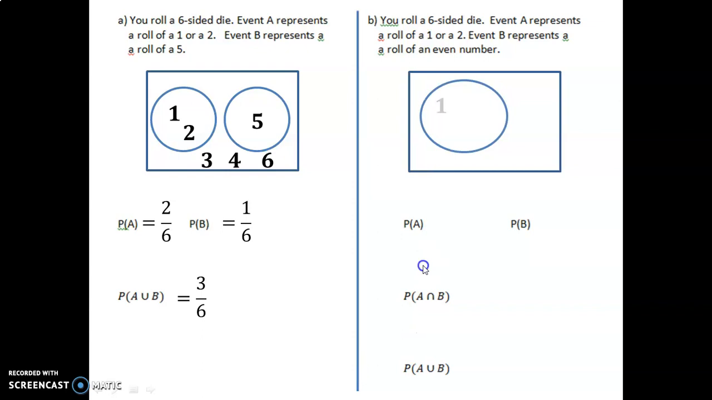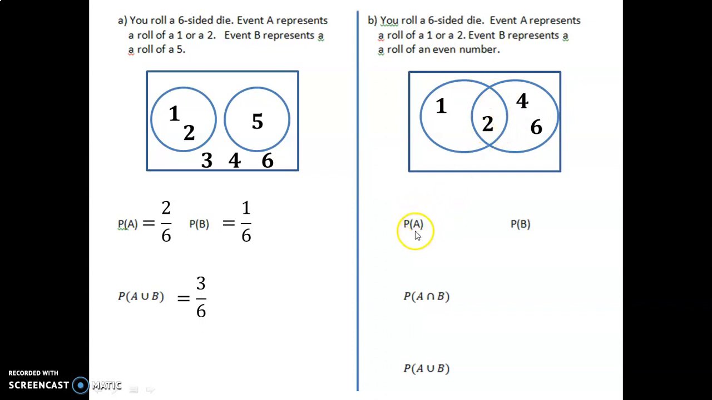Okay, here's our Venn diagram. Here we have event A, which is rolling a 1 or a 2. Here is event B, which is rolling an even number. Notice that there's an overlap now because that 2 is either a 1 or 2, or it's part of event B as well, which is even numbers, and the even numbers are 2, 4, and 6. So there's an overlap now.